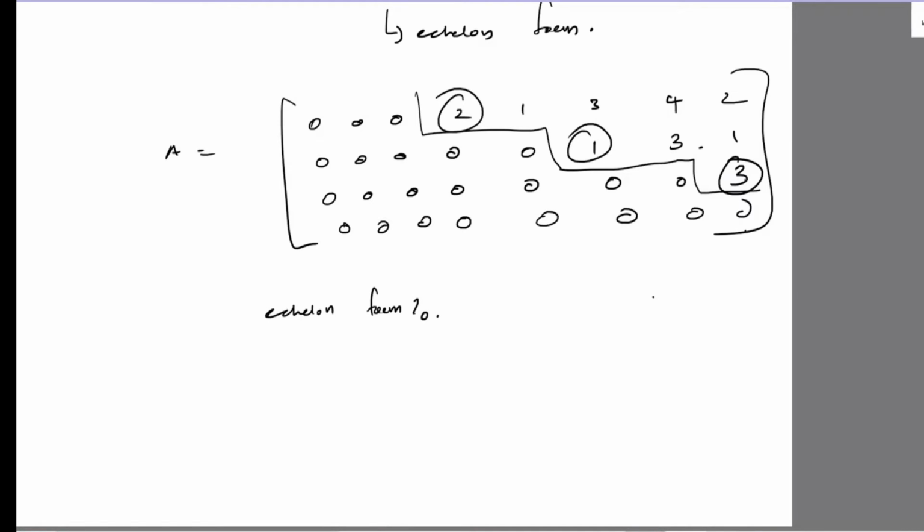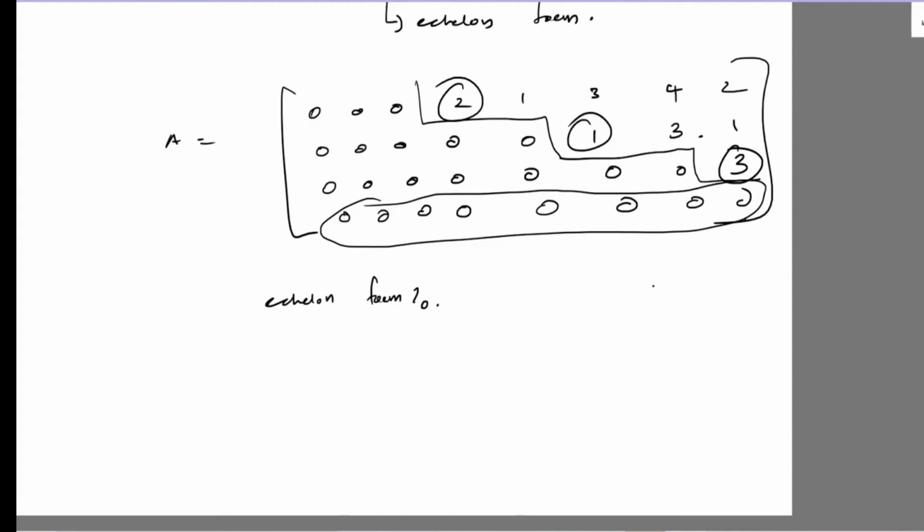Also, there is a zero row at the bottom of the matrix, so it satisfies the first condition also. So the given matrix is in echelon form. So what about this one?